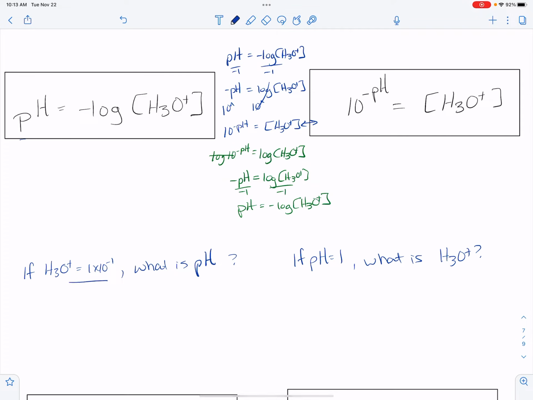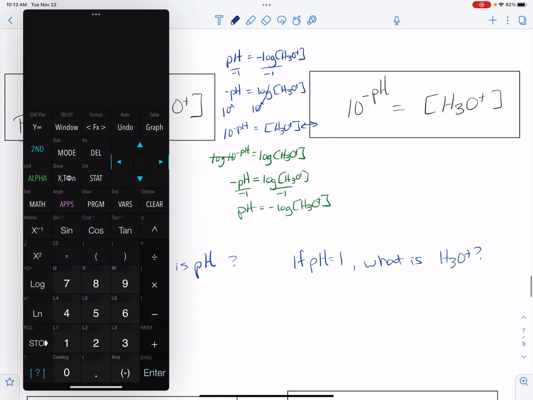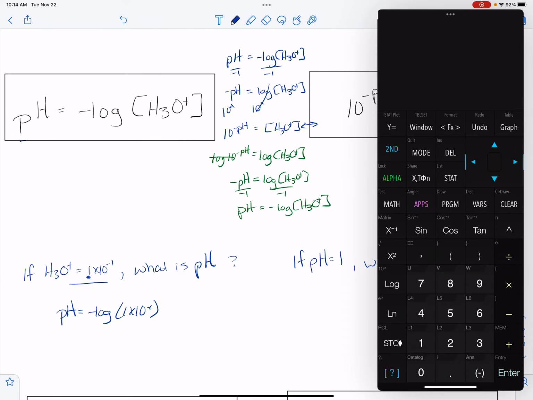So here's my H plus. Now if you look at that, notice there's a 1 in front. You can probably already figure out what the answer to this is going to be. But we'll go ahead and put in the equation. pH is equal to the negative log of 1 times 10 to the -1. And when I bring over my calculator, I get negative log of, and I like to use my E key, so 1 E to the -1. And so that gives me that my pH is 1.